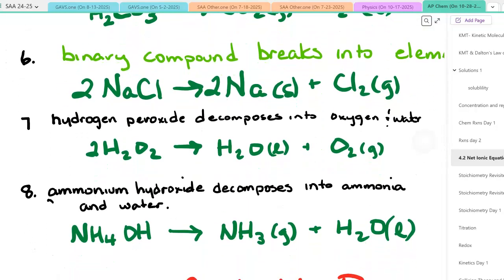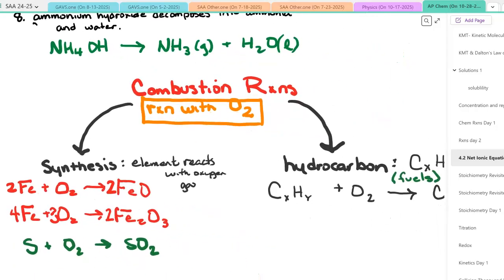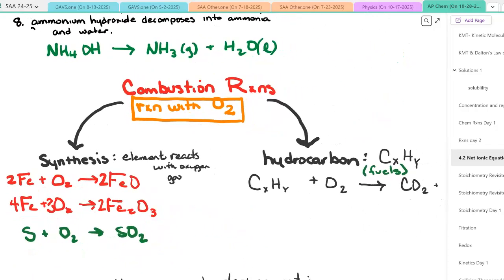So that breaks down into water and oxygen. Ammonium hydroxide decomposes into ammonia and water because the hydroxide provided the hydrogen it needed. For combustion reactions, we consider two types, and that is a synthesis reaction and a hydrocarbon combustion. In general, it's a reaction with oxygen. If there is a single element, it is usually called a synthesis combustion, where you just fuse whatever was given to you with oxygen and make a neutral compound. If it's a hydrocarbon combustion, the products are carbon dioxide and water.